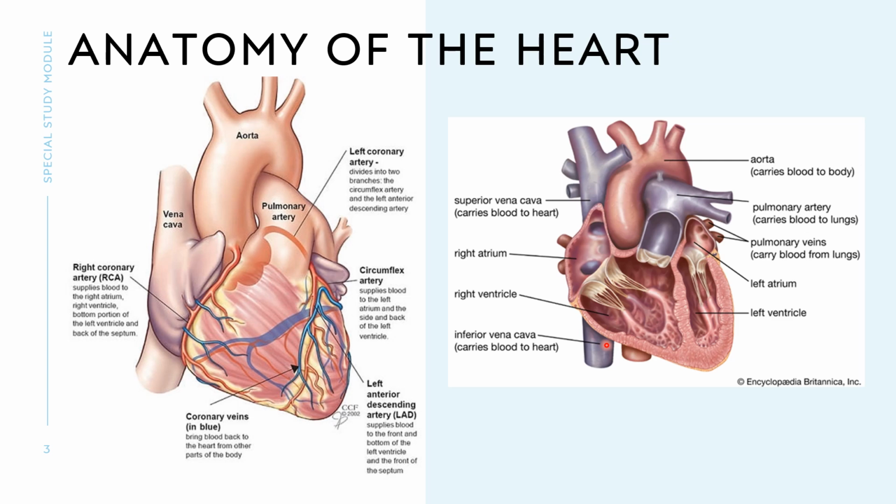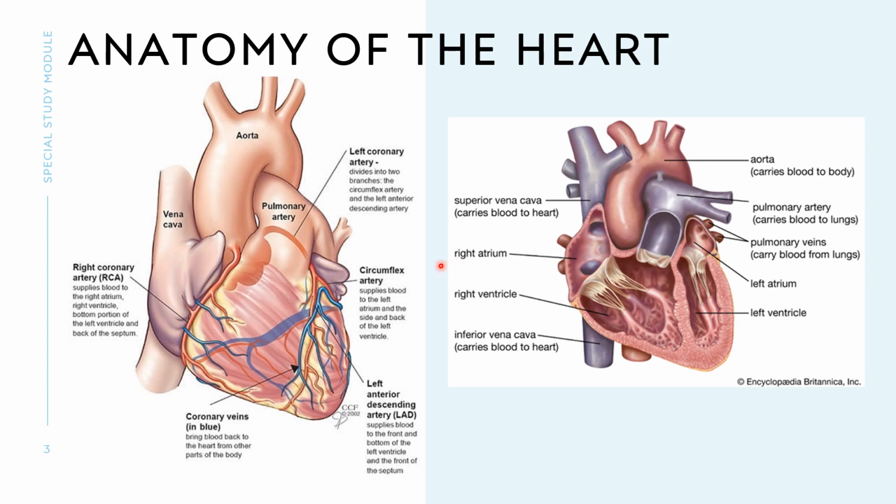Next is the regulator, which is the valve. So there are one, two, three, four valves in the heart. This is the tricuspid valve, this is the mitral valve, or we call it the bicuspid valve, and this is the pulmonary valve, and this is the aortic valve. And these two valves are called the atrioventricular valves, and these two valves are called the semilunar valves.